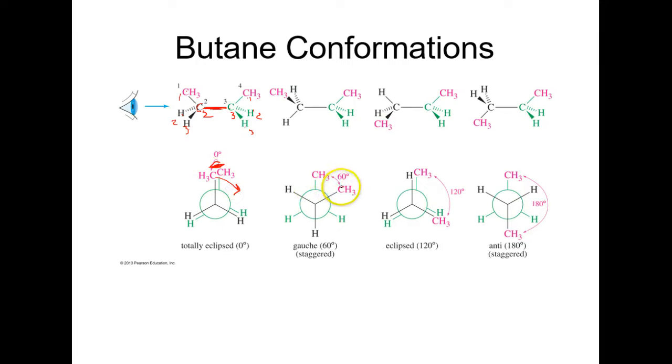Now, this comes out to 60 degrees. It's not eclipsing each other or staggered, but they're still close to each other. You still have 2 large groups close to each other. That's called a gauche interaction.